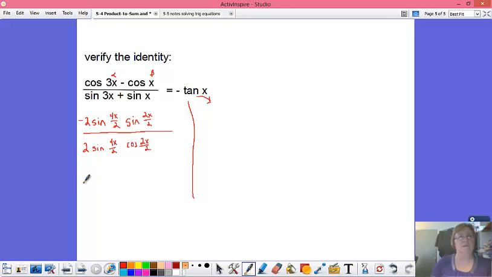-2 divided by 2 is -1, so I'm going to just leave the negative in front of here, and we're going to have the sine of 2x times the sine of x all over the, and again we've taken care of the 2's there, sine of 2x times the cosine of x it would be. Well, sine 2x, those things cancel out, and we're looking at negative sine over cosine. Folks, that is the opposite of the tangent, since the tangent is sine divided by cosine, and we hit the jackpot. We verified that identity.